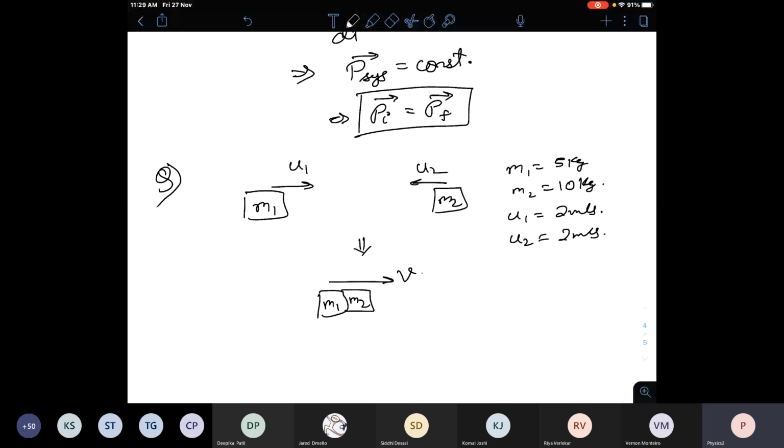So they collide, and after the collision they start to move together. They stick to each other, and if they stick together, they will be moving with the same velocity. You have to find this common velocity.